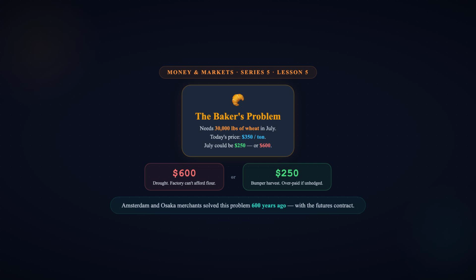The futures contract, a binding agreement to buy or sell a fixed quantity of a commodity at a fixed price on a fixed future date. Today, futures markets handle everything from oil to orange juice.